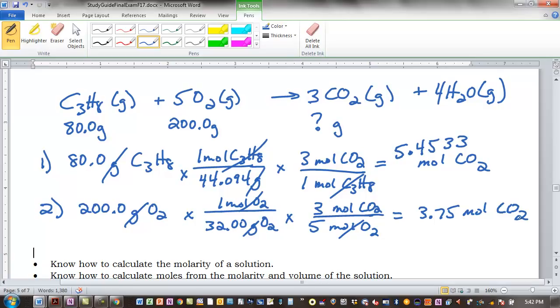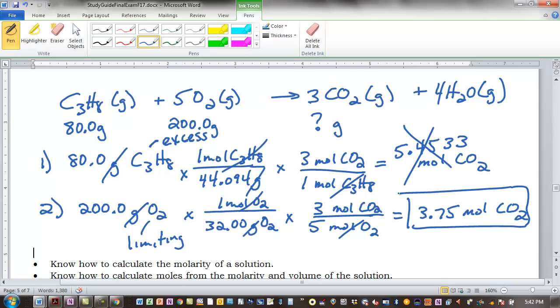All right, so we have two answers. One is right, one is not. Which is the correct answer? The smaller one. So what happens here, O2 is our limiting reagent. This is limiting. It's going to run out first, and the reaction stops here. Once the O2 is gone, we can't make any more CO2 because there's nothing for the propane to react with. So propane is going to end up being our excess reactant. So this is the correct answer. The top one is not.